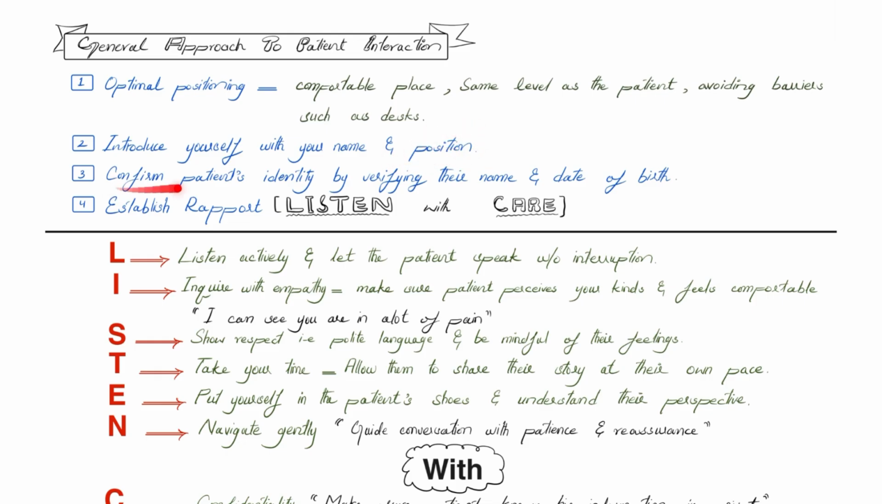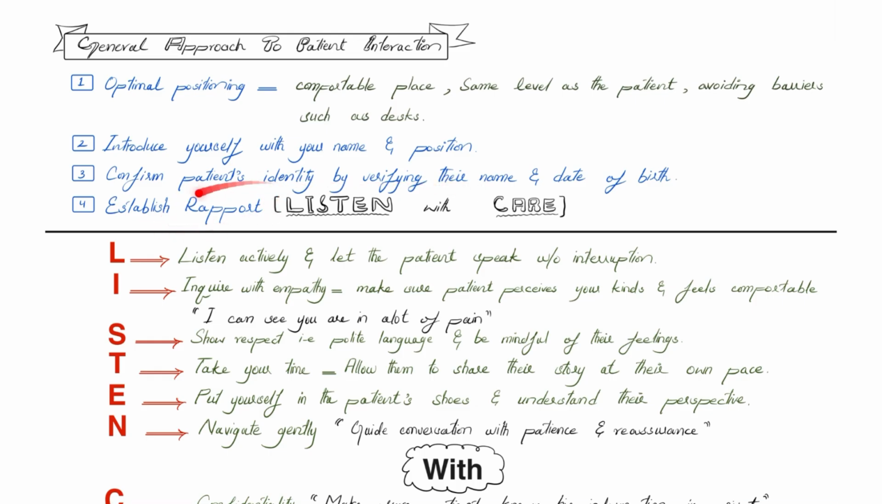And then confirm the patient's identity by verifying their name and date of birth. The doctor can ask, "Would you mind if I know your name?" And then he mentions his name, and you say, "How old are you?" So by these, you will confirm that you are examining the right patient. And then establish rapport, establish trust.